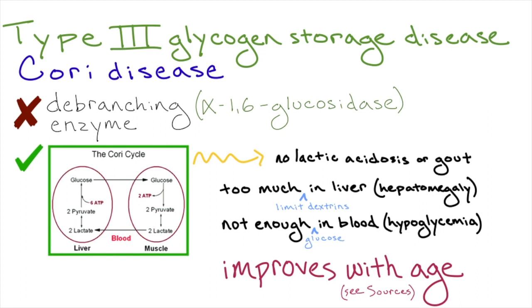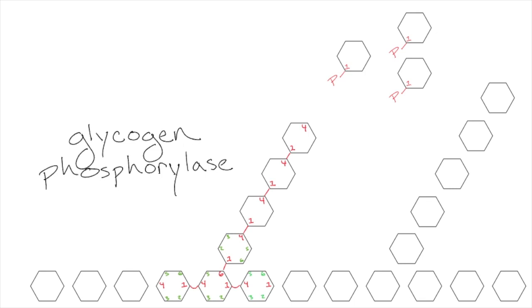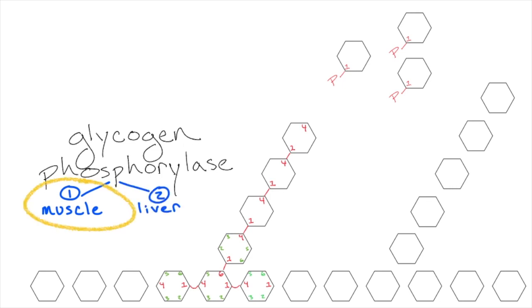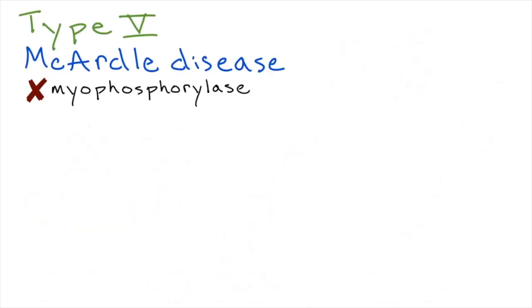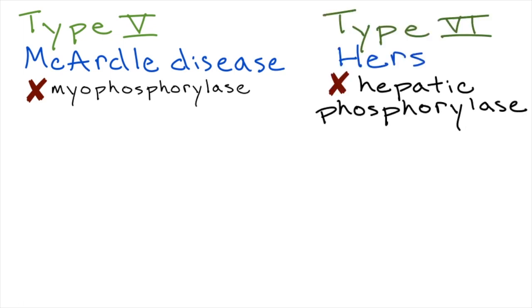So, back at the top of the glycogen breakdown chain, we have glycogen phosphorylase, which is interesting because it exists in a couple of notable isozymes. For our purposes, one specific to muscle and one to liver in hepatic cells. Muscle glycogen phosphorylase, or simply myophosphorylase, is absent in type 5 or McArdle disease. Hepatic glycogen phosphorylase is absent in type 6 or HERS disease. Myophosphorylase, McArdle. Hepatic phosphorylase, HERS.